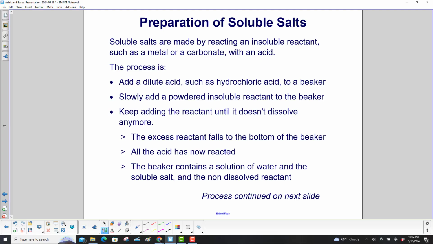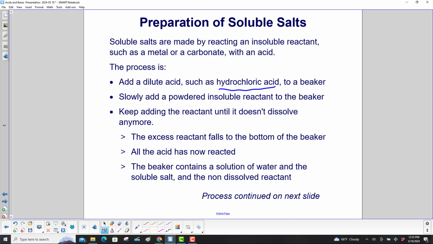We can make soluble salts by reacting an insoluble reactant, such as a metal or a carbonate, with an acid. And here's the process. First, add a dilute acid, such as hydrochloric acid, to a beaker. Slowly add a powdered insoluble reactant to the beaker. Keep adding the reactant until it doesn't dissolve anymore.